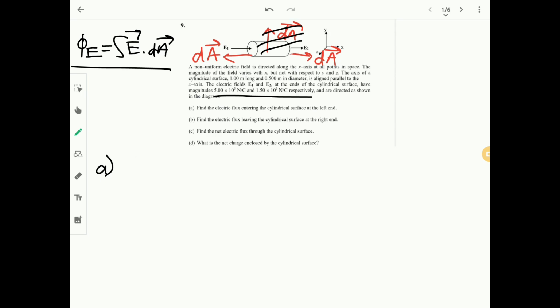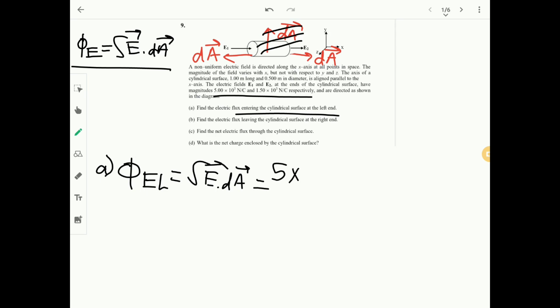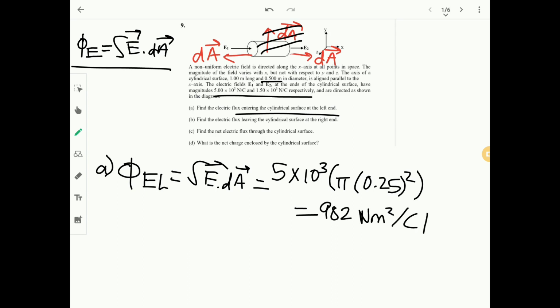Now, many of you will notice that E1 and dA have opposite directions. That should mean that flux is negative, right? But since they're asking entering at the left end, we do not need to care about the signs yet. So the electric flux from the left is equal to E dot dA vector. We know that the magnitude is 5 times 10 to the 3 and the area is pi r squared. Now what's r? R is 0.25 since the diameter is 0.5. And we should get 982 Newton meter squared per coulomb. B now, same thing to the right.